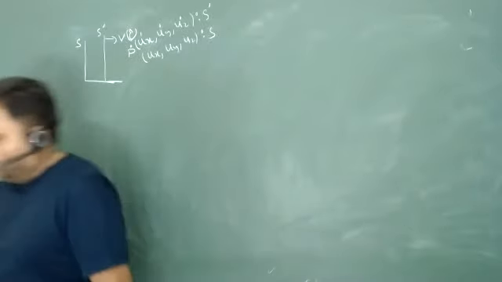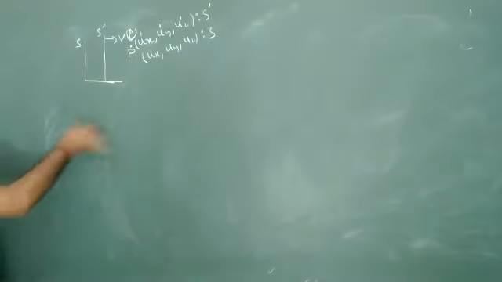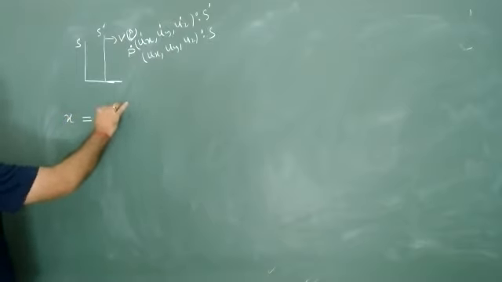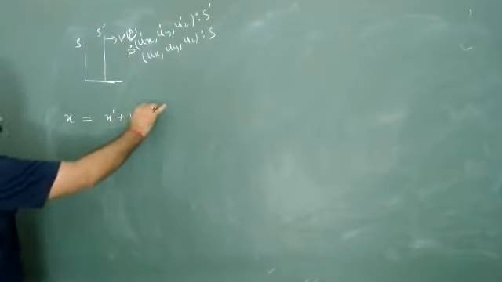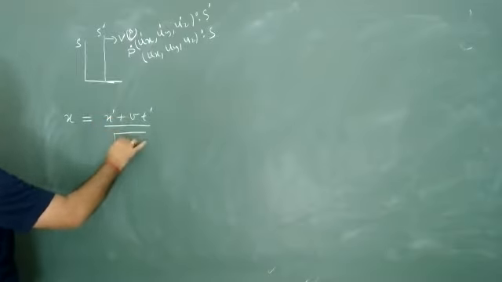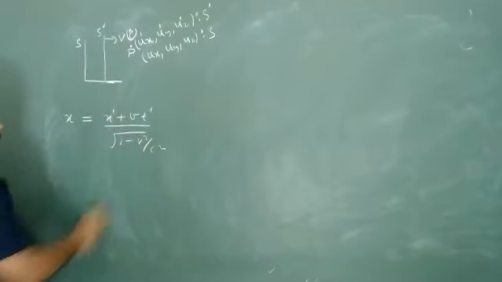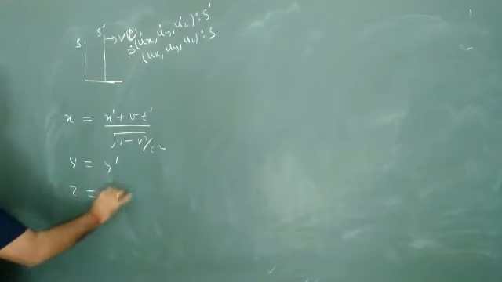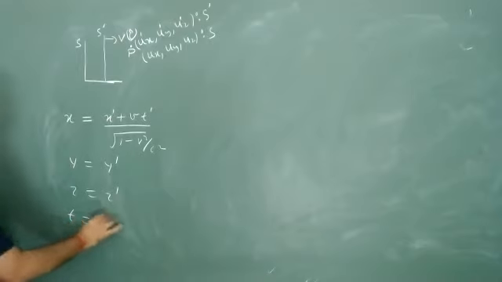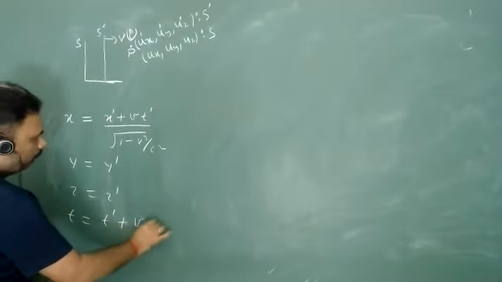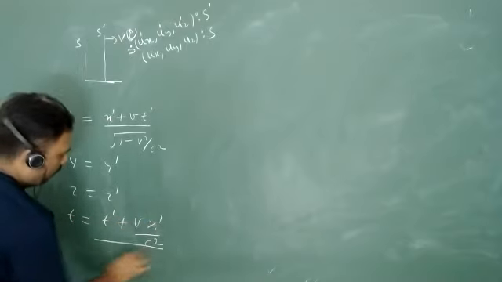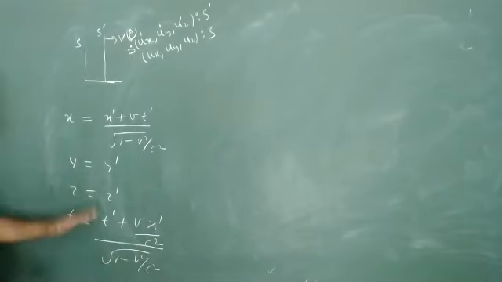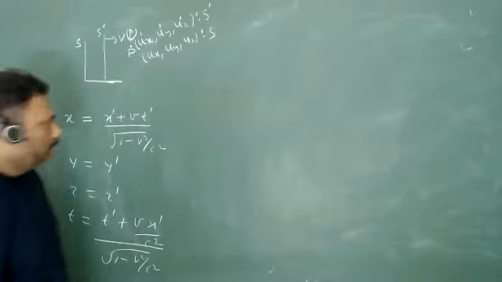So we have the inverse Lorentz transformation, and this inverse Lorentz transformation is x equals (x dash plus v t dash) divided by square root of 1 minus v square upon c square. y is equal to y dash, z is equal to z dash, and I have t equal to (t dash plus v x dash upon c square) divided by square root of 1 minus v square upon c square. So this is my inverse Lorentz transformation.